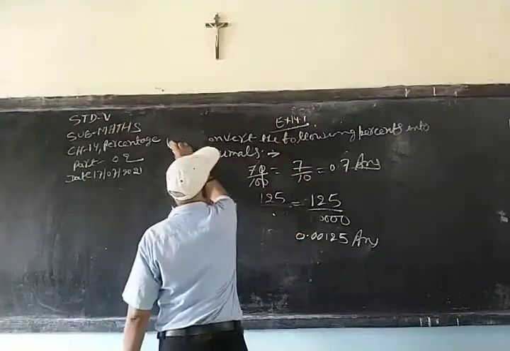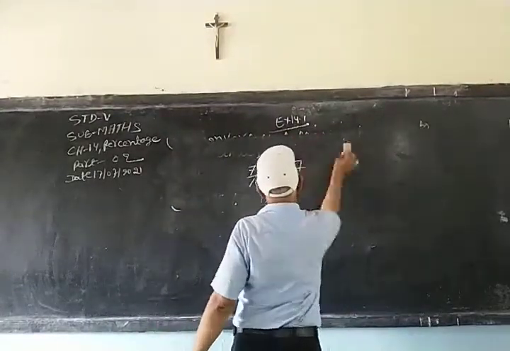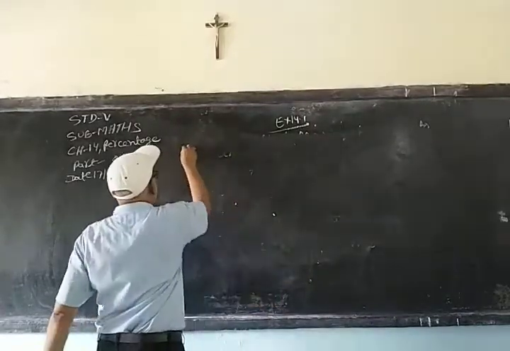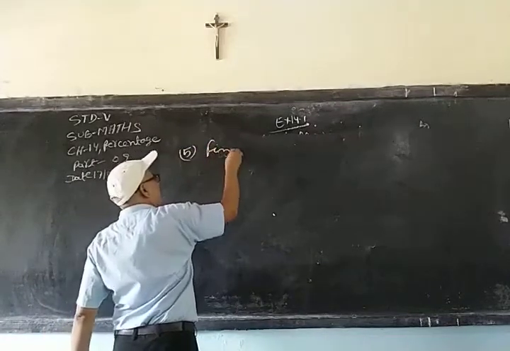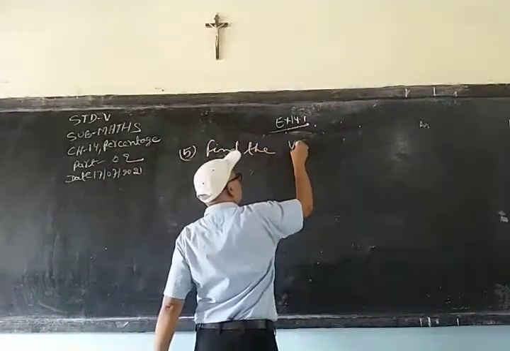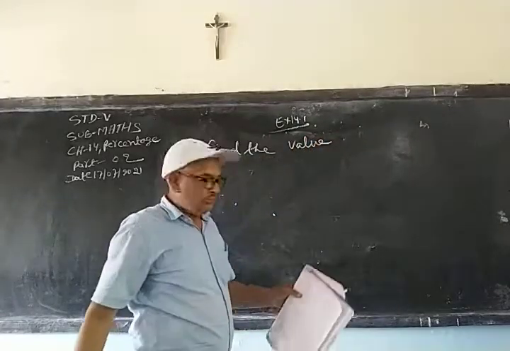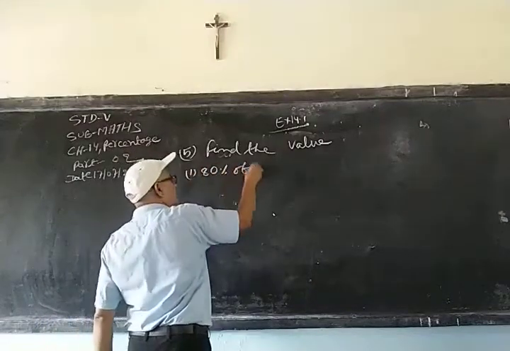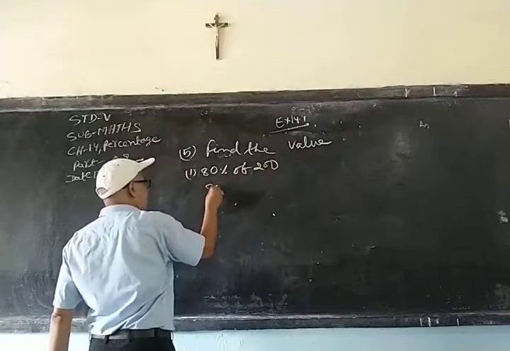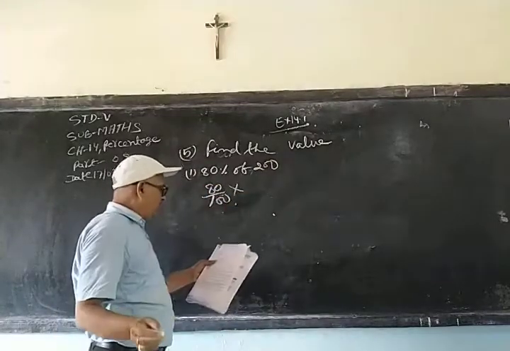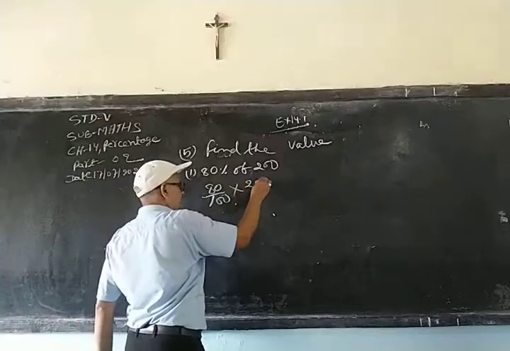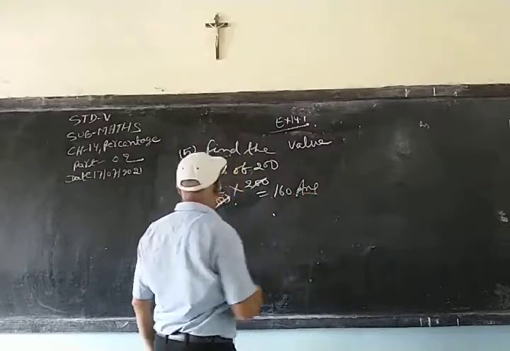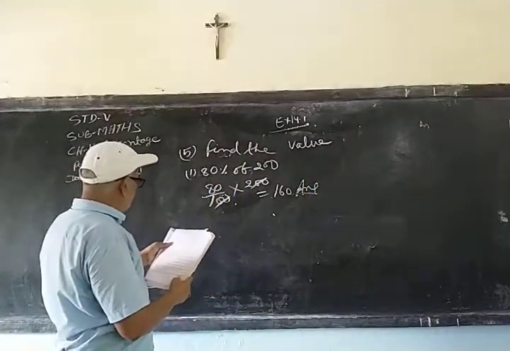Question number 5. Find the value. First, 80% of 200. What will you write for 80%? 80 by 100, of means into 200. So the zeros cancel, 160 is your answer. It is clear?